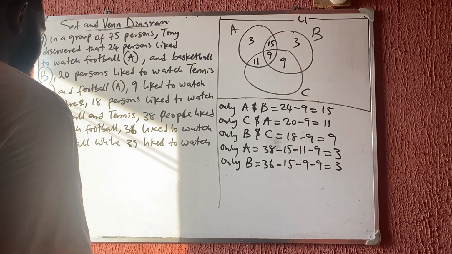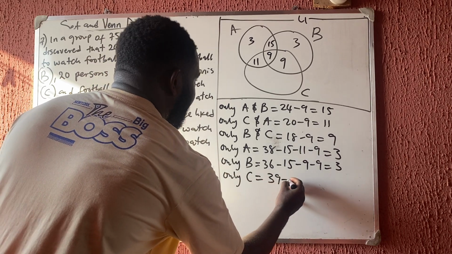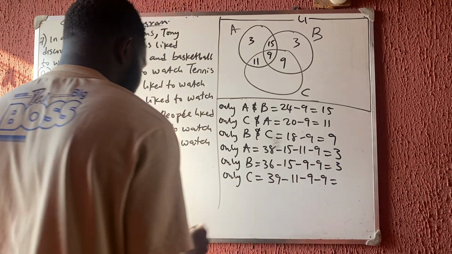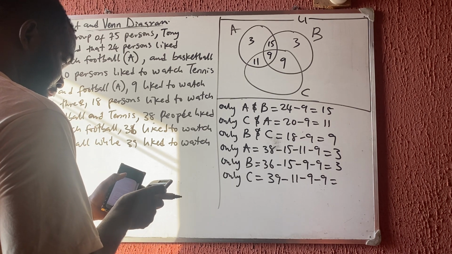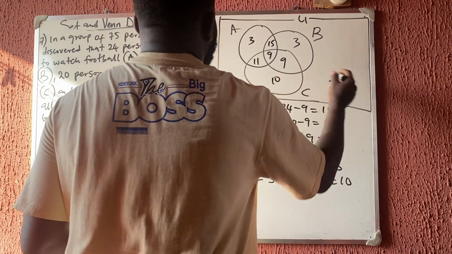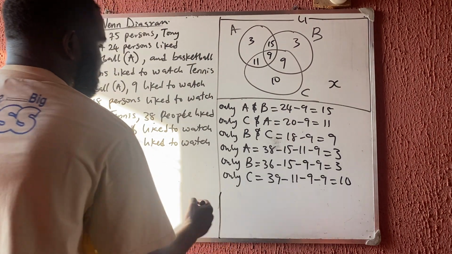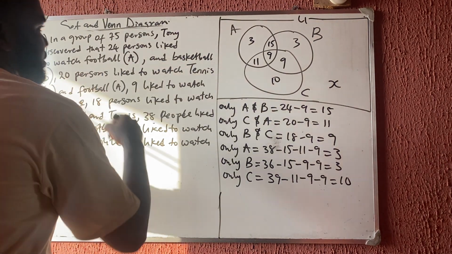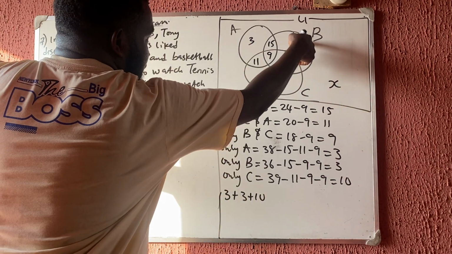So now let's go to the 39 like table tennis. So only C will now be what? 39 minus everything that entered inside of C, minus 11, minus 9, minus 9. So I will say 39 minus 29. So I'm going to have 10. So I have 10 here. So we don't have the people that don't like watching any of the 3. So we can calculate it by saying add everything in this box, equate it to these 75 persons. So I'll have 3 plus 3 plus 10. You see the way I'm taking it outside.